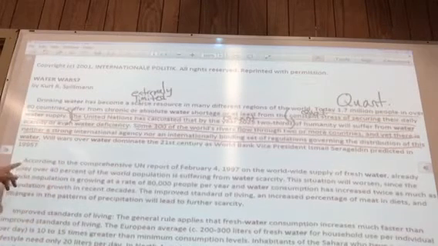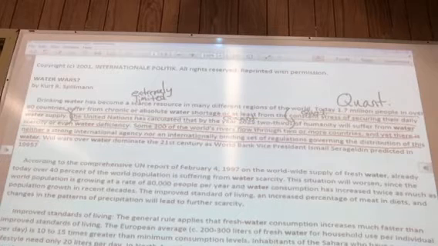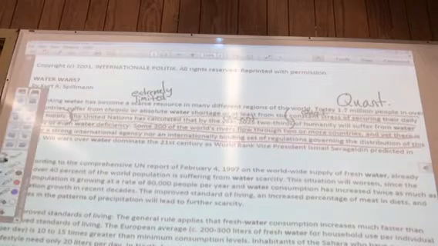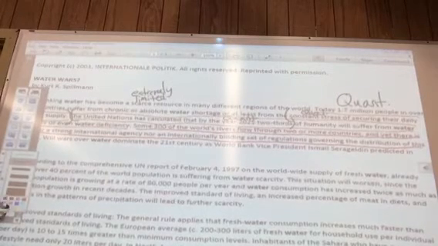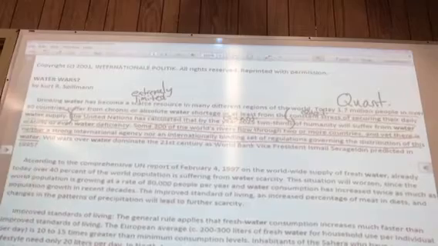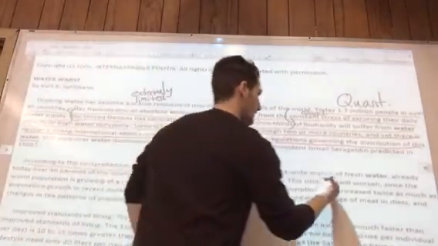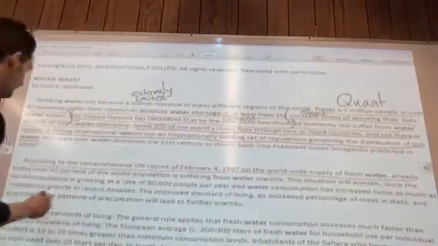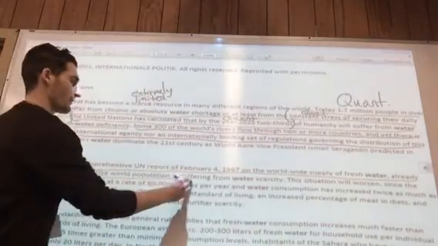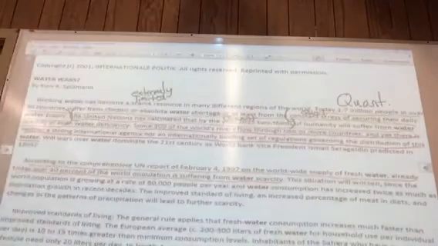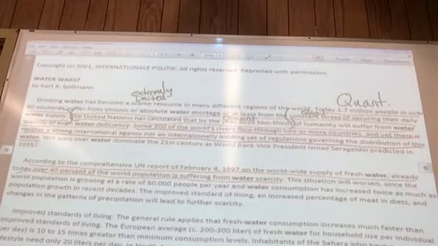Okay. According to the Comprehensive UN Report of February 4th, 1997, the worldwide supply of fresh water, already today over 40% of the world population is suffering from water scarcity. Again, talking about the dangers. So I might just take my orange, and already 40% of the world population is suffering from water scarcity. 40%.